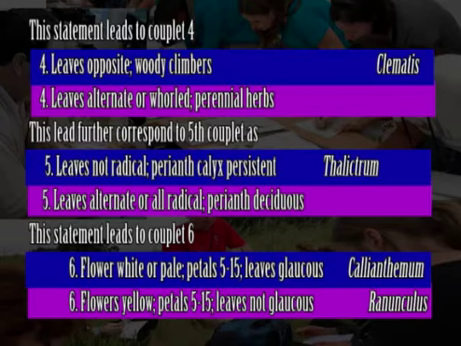Now, this statement leads to couplet 6. Flowers white or pale, petals 5 to 15, leaves glaucous. These refer to the characteristics of Callianthemum. And the second lead is flowers yellow, petals 5, leaves not glaucous, which refers to Ranunculus.